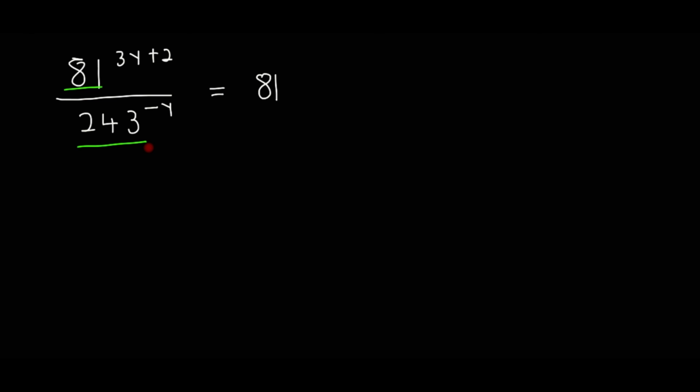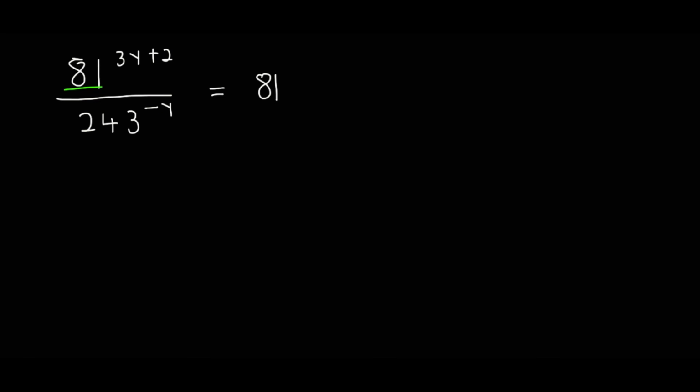And then now let's say we have 81 to the exponent 3y plus 2, and let's say divide by 243 to the exponent minus y, and then is equals to 81. The same thing, we can see that we have a fraction, and I said always when we have a fraction, the first thing check that the bases and the exponents are the same. But as for this one we can see that this is 81 and this is 243, so they are not the same.